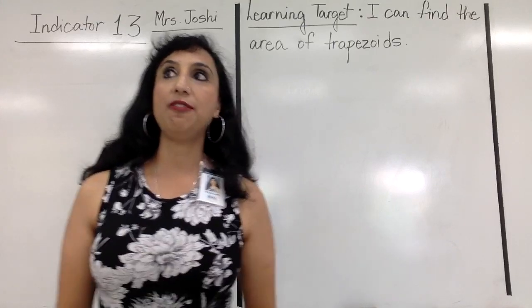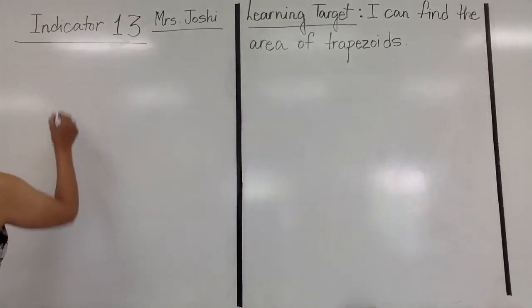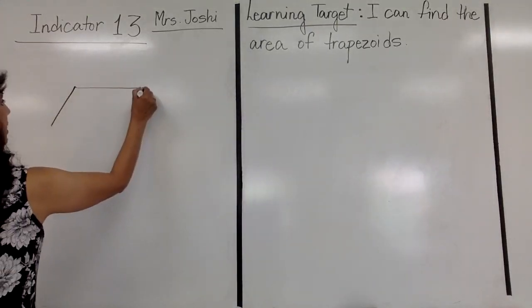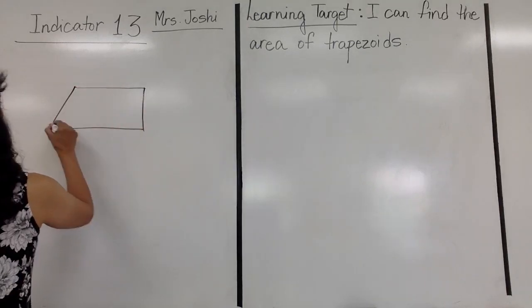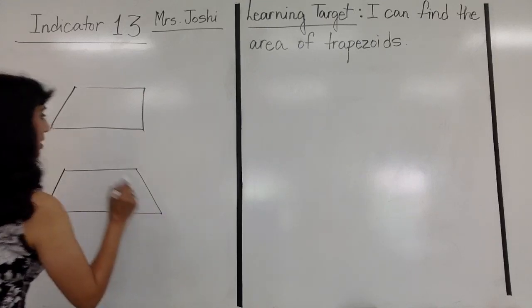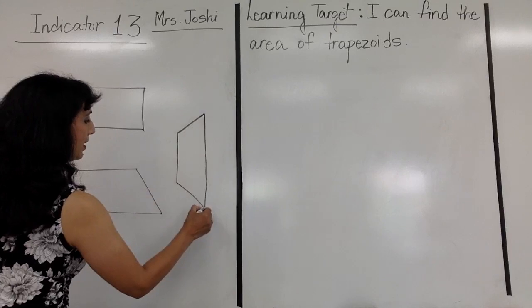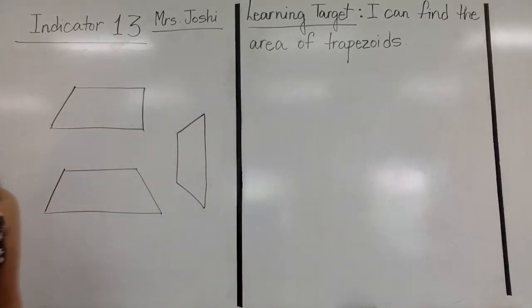So when you think of the roof of the house, okay, these can be drawn in several ways. It can be drawn this way. It can be drawn this way. Sometimes you will see it sideways like this. Okay, these are all trapezoids. So a trapezoid is a quadrilateral with only one pair of opposite sides that are parallel.